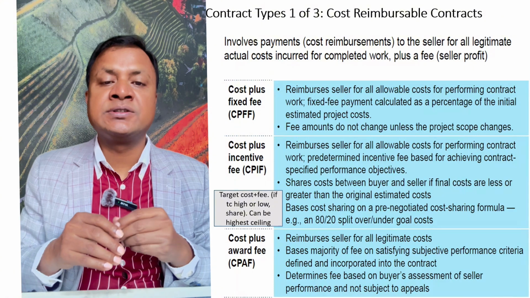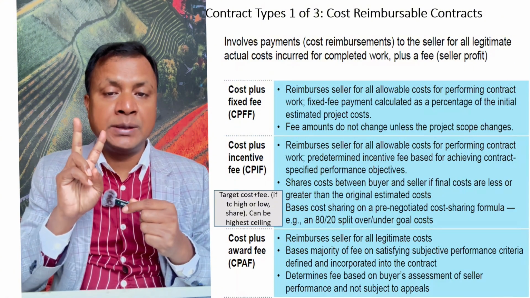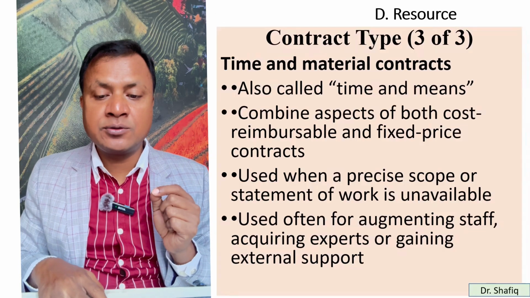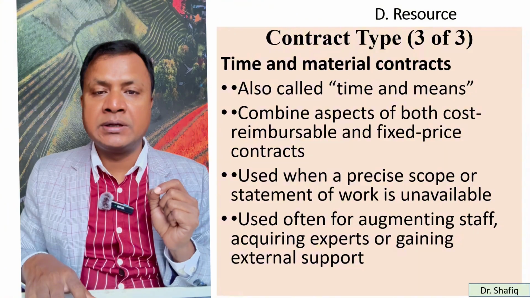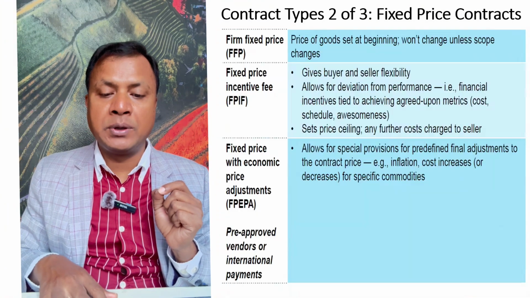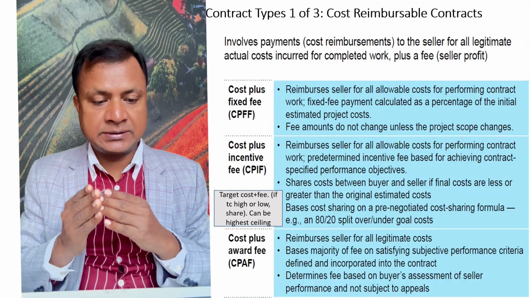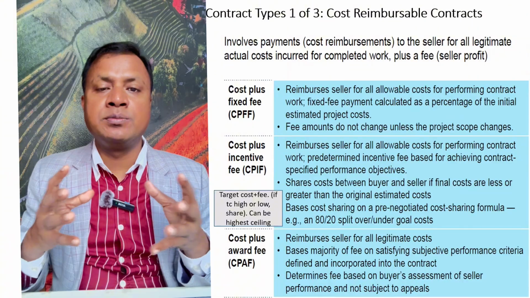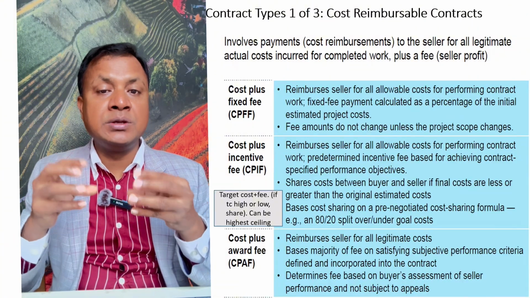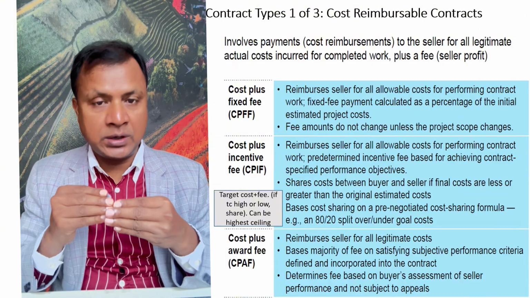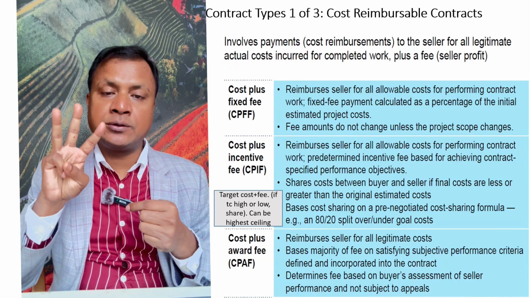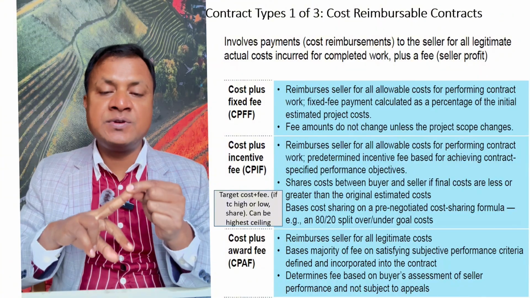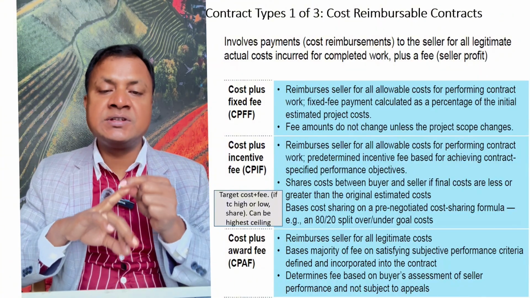Now we will be discussing the contract types. Actually, we have three types of contract types. One is reimbursable contract types, another is fixed price contract types, third one is time and material contracts. So we will be discussing one by one. First one is reimbursable contracts. In the reimbursable contracts, cost reimbursable means actually we are trying to reimburse the cost. That's our main focus. So this can be also categorized into three: cost plus fixed fee (CPFF), cost plus incentive fee (CPIF), cost plus award fee (CPAF).